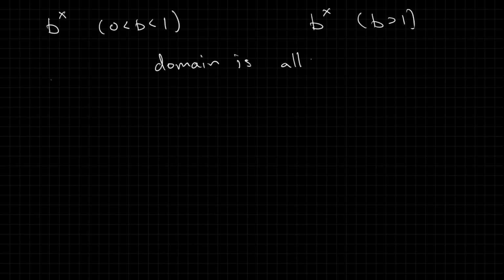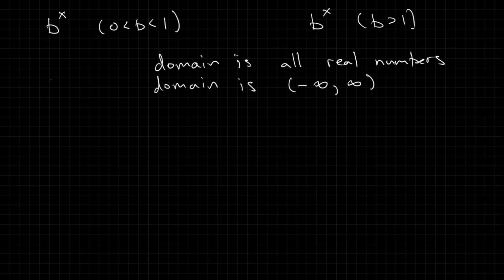Okay, so that's our first observation: the domain is all real numbers. Or you could say equivalently that the domain is negative infinity to infinity. Those mean the exact same thing. And as you can see here, I'm putting things that are true for both of these types of functions in the middle. If there's something that's true for only one function, I'll put it on that function's respective side.